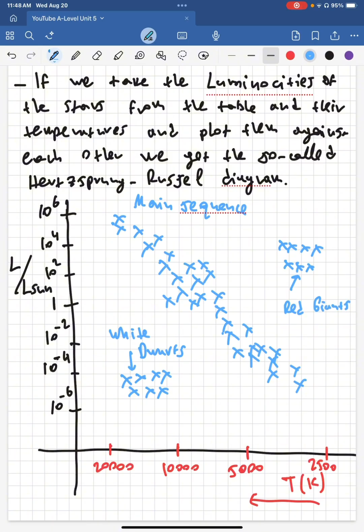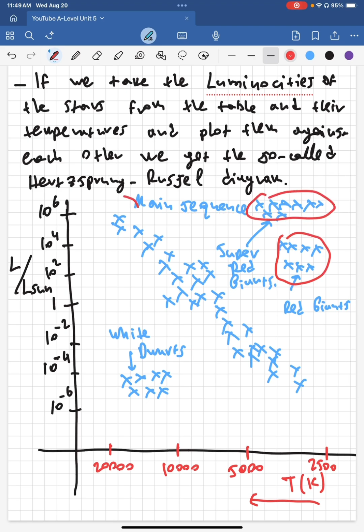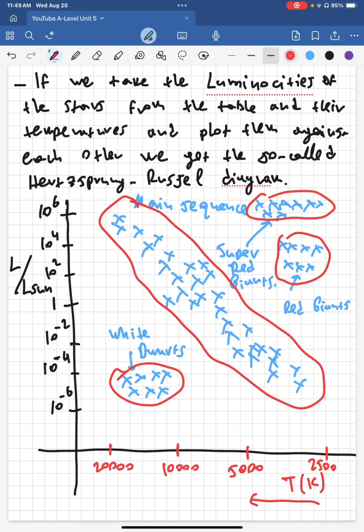And on top of this, we have even more luminous stars, which are called the supergiants, super red giants. Okay, and actually, let's use boxes. So you have this class over here, this class over here, and then this different class over here, and then finally this class over there, okay?